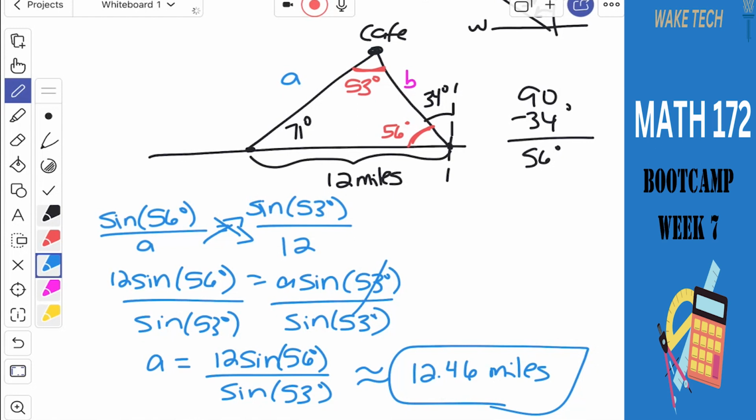Yes, Sarah, you will have calculators on test 3. You'll be allowed to have them on test 3.